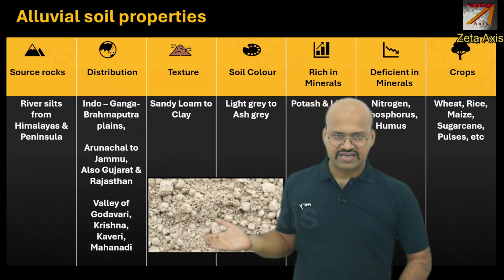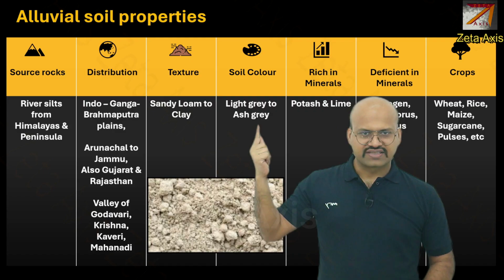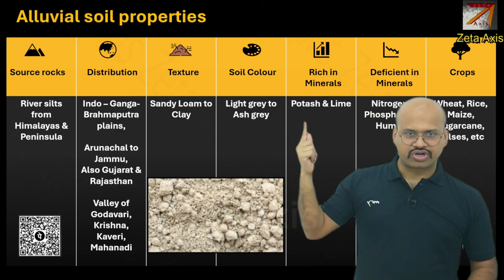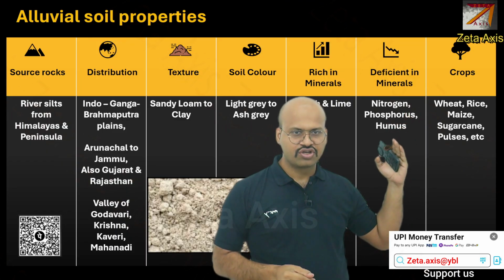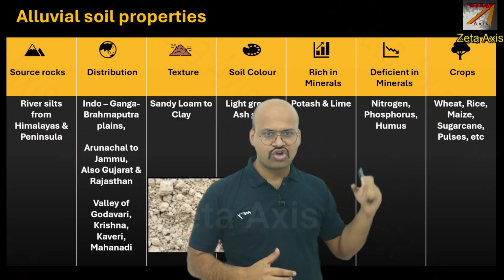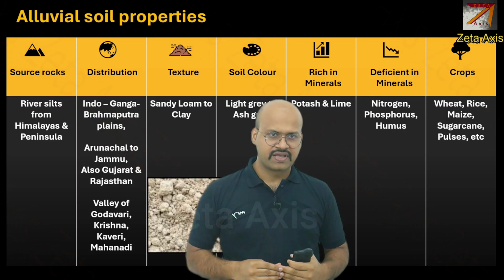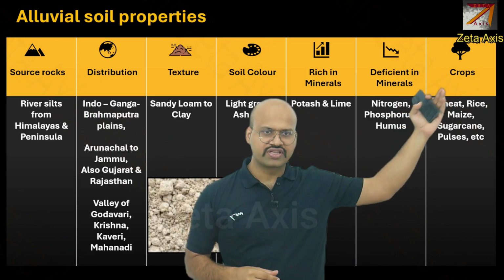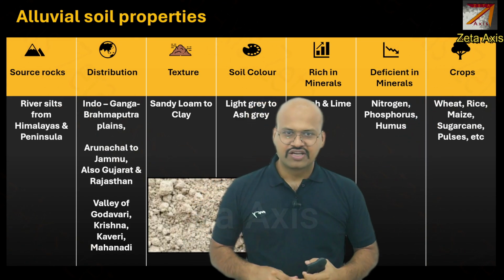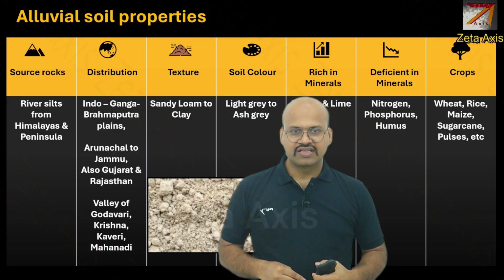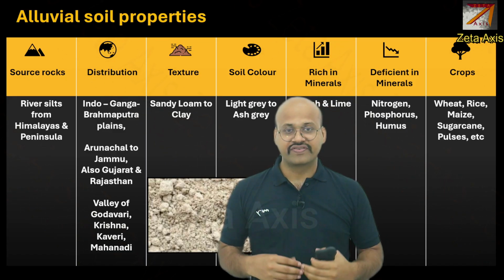Here we can see an example of alluvial soil, and the color is light grey to ash grey. It is rich in potash and lime, while it is deficient in minerals of nitrogen, phosphorus and humus, where humus is the organic component which comes from plants. The major crops which can be grown in the alluvial soil are wheat, rice, maize, sugarcane, pulses. Remember, in modern agriculture, the soil is not much of a determinant of the type of crop because of availability of different types of fertilizer.